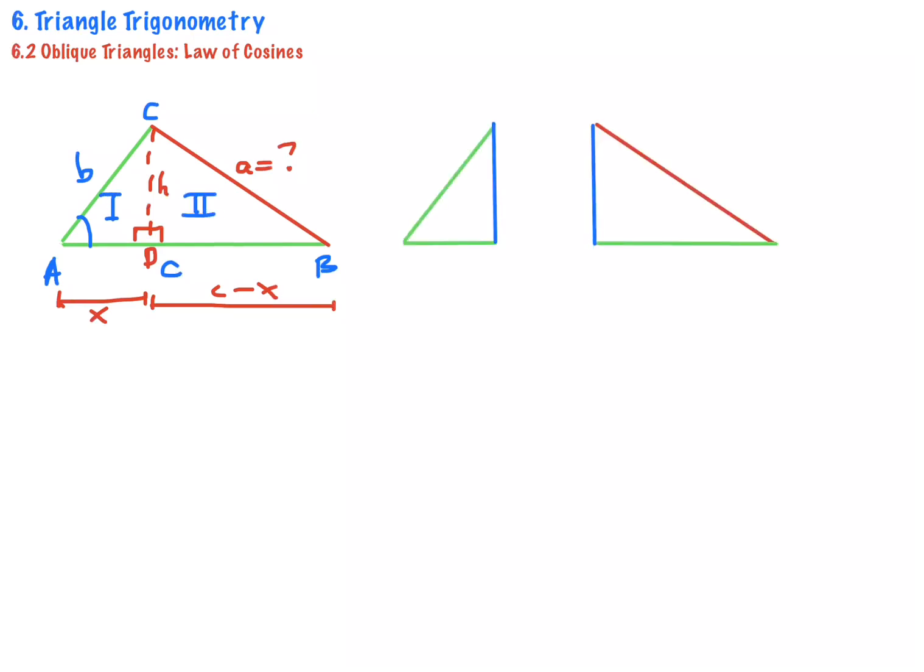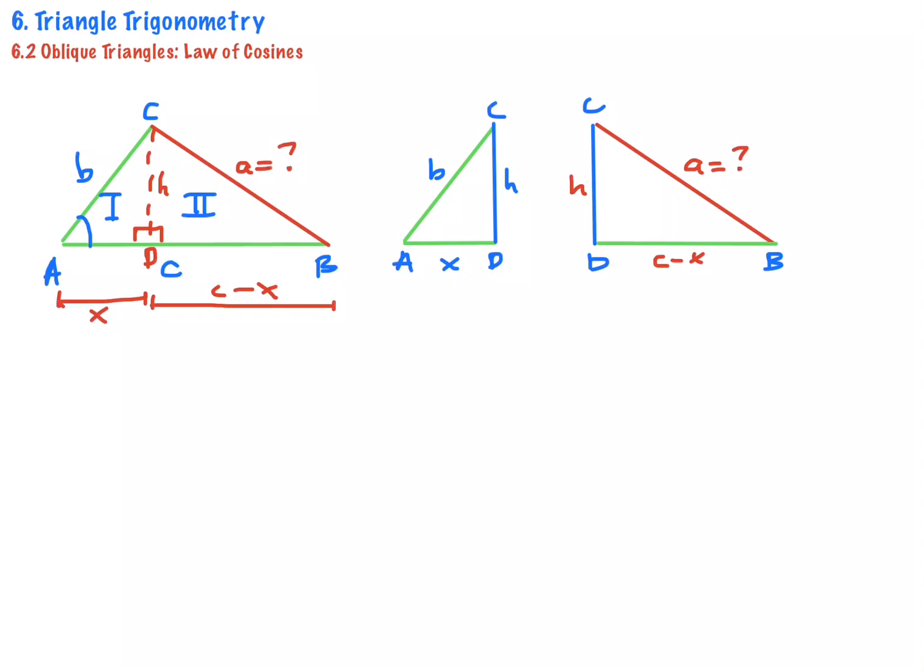And let's separate it over here. So ADC, I'll put it over here, ADC, with this will be X, and then this will be H, and then this will be B. The hypotenuse is B. The other triangle, the second triangle, will be DBC, with the base C minus X, and the height is H, and what we want to know is A, the hypotenuse.